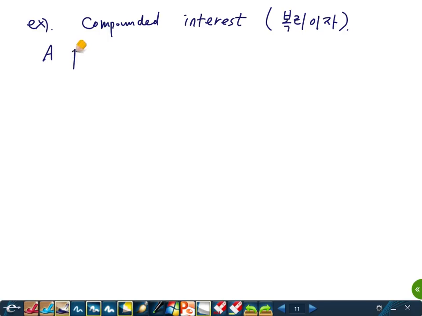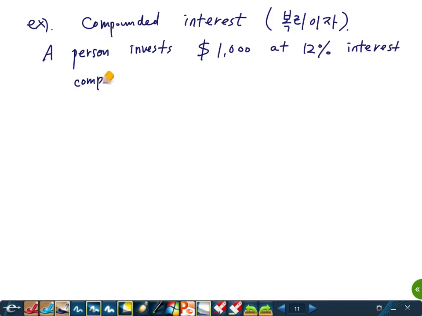So a person invests, say, $1,000 at 12% interest, which is huge, right? Compounded annually. Then what's the balance after n months, n years? This question is.